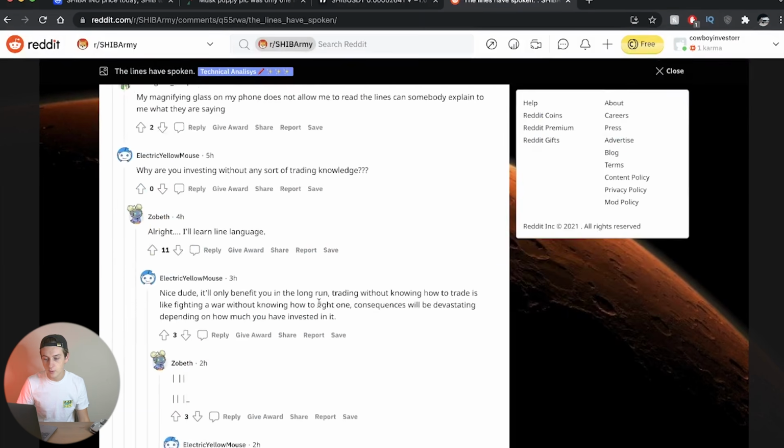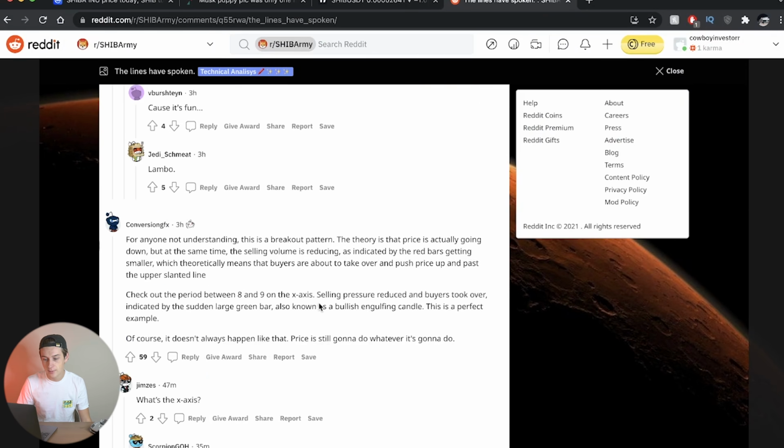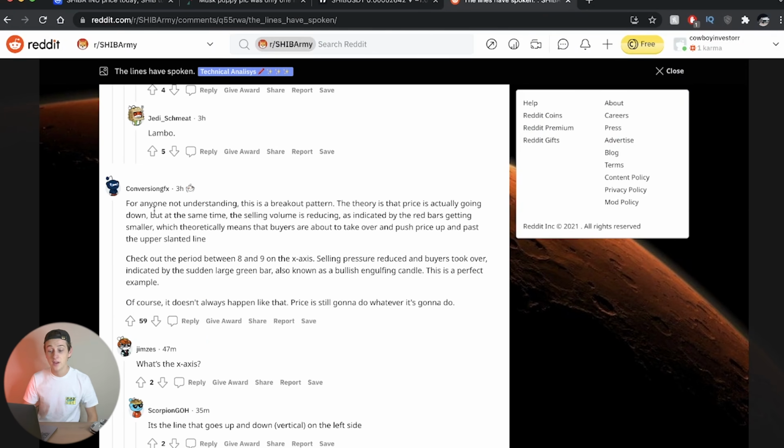And here, I want to read this guy's explanation because I think he does a very good job of explaining this. So as you can see, for anyone not understanding, this is a breakout pattern. The theory is that price is actually going down, but at the same time, the selling volume is reducing. As indicated, the red bar is getting smaller, which theoretically means that buyers are about to take over and push price up and past the upper slanted line. Check out the period between the 8 and 9 on the x-axis. Selling pressure reduced and buyers took over, indicated by the sudden large green bar, also known as a bullish engulfing candle. This is a perfect example.